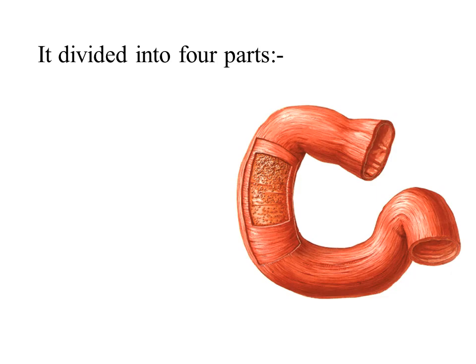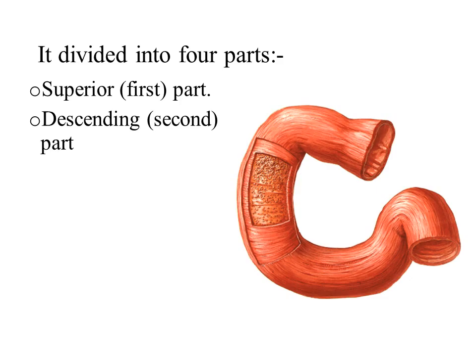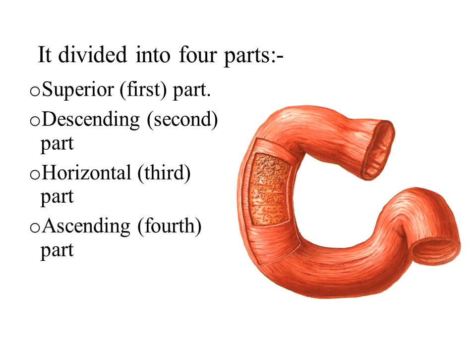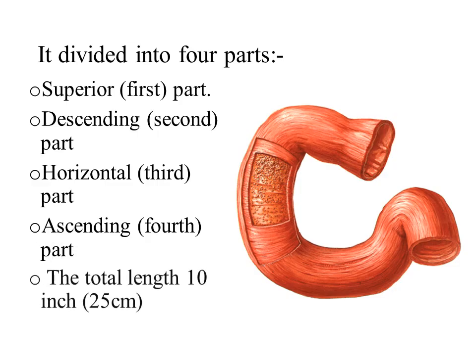As I said, it's divided into four parts. We have the superior part or the first part, the descending part or second part, the horizontal part or third part, and the ascending part or fourth part. It is very clear. You can see here in this picture on the right of the screen. It is C-shaped and coiled around the head of the pancreas. The total length of the duodenum is 10 inches, or 25 centimeters.